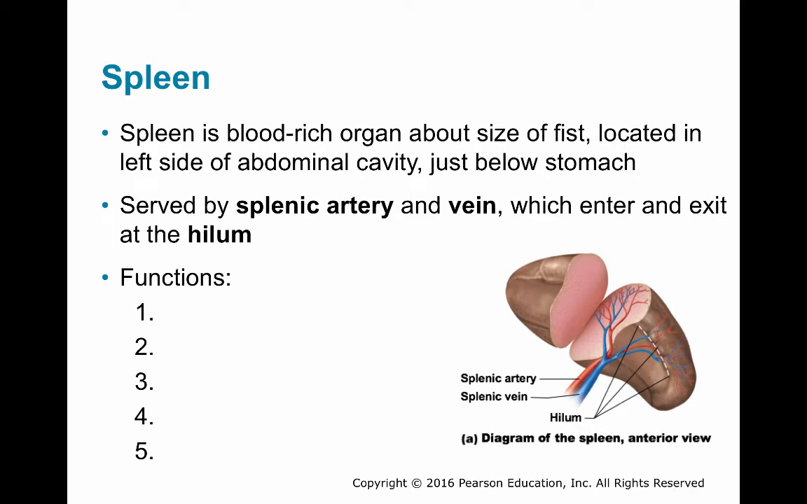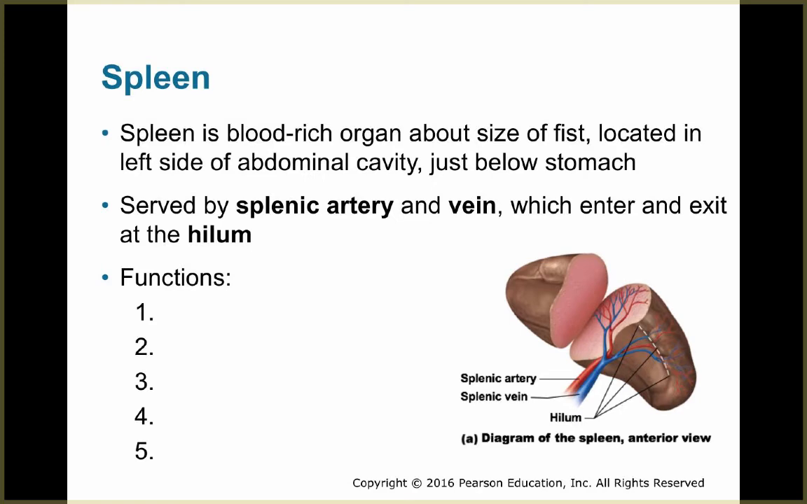And so that's with the lymph nodes. Now, the spleen is also important in the lymphatic system. It's a blood-rich organ. It's about the size of a fist. It's located in the abdominal cavity just above or below the stomach. It's served by the splenic artery and vein, which enter and exit at the hilum. You can see that here in the picture.